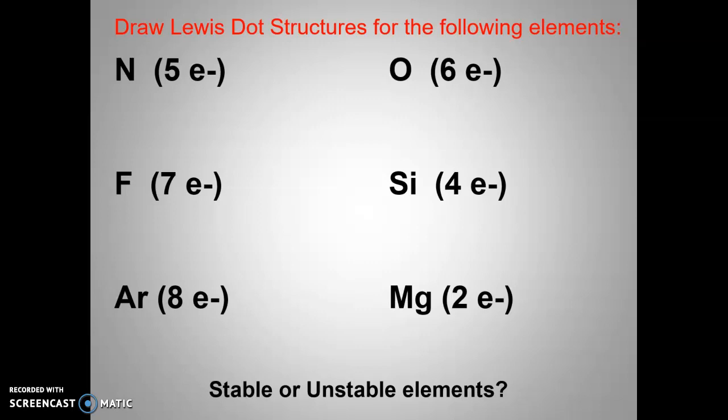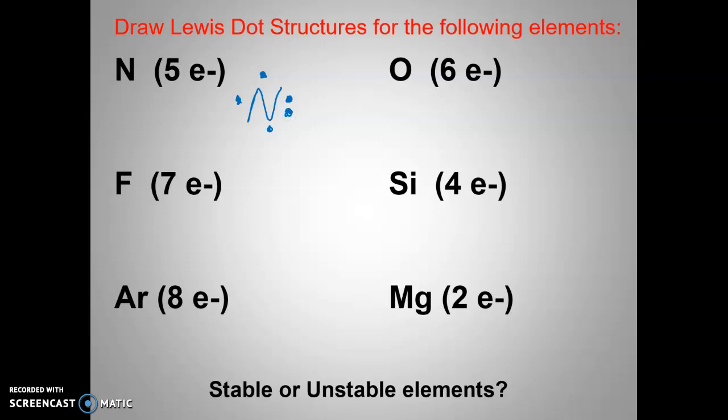So for nitrogen, it has a total of 5 valence electrons. So again, I'm going to put the symbol N. I'm going to start in the 3 o'clock position and keep going clockwise. 2, 3, 4. And now at this point, if you have more, you start pairing them up. 5. So that's the correct Lewis dot structure for nitrogen.